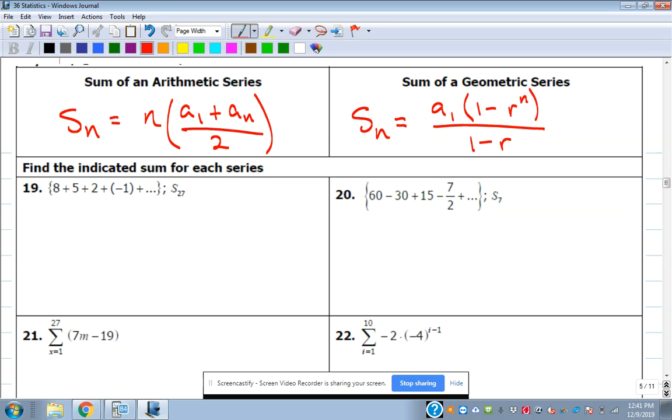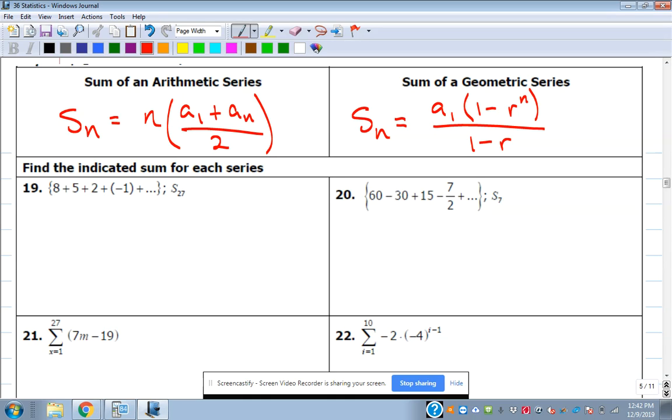So number 19, we first need to decide, is this arithmetic or geometric? Because it depends which formula I'm going to use. So for number 19, is this arithmetic or geometric? Why is it arithmetic? Subtracting 3 every time, so it's a plus negative 3. They want us to sum the first 27 terms of that sequence or series. Do we have the 27th term? No. I've got to find the 27th term.